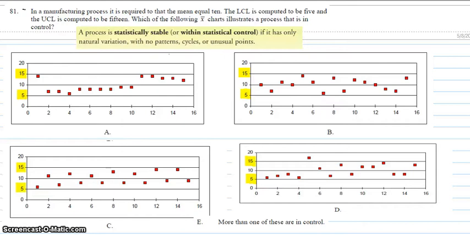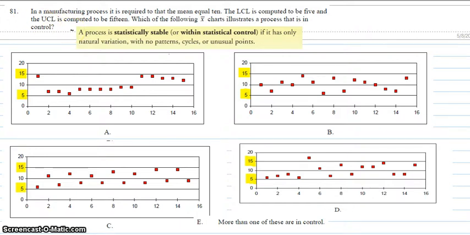In a manufacturing process, it is required that the mean equal 10. The LCL is computed to be 5 and the UCL is computed to be 15. Which of the following X-bar charts illustrates a process that is in control? Well, let's look at the definition before we decide that.